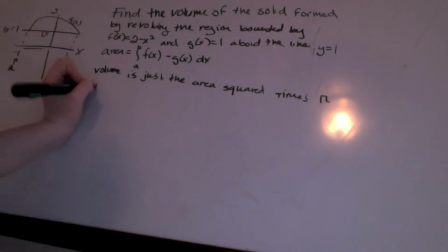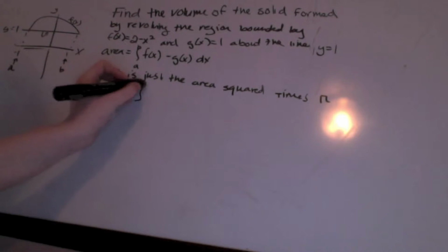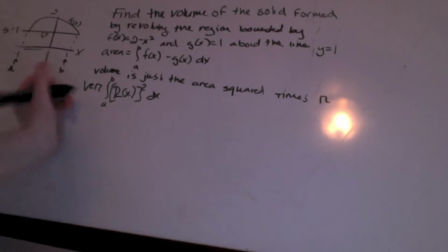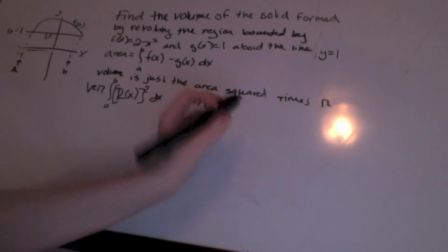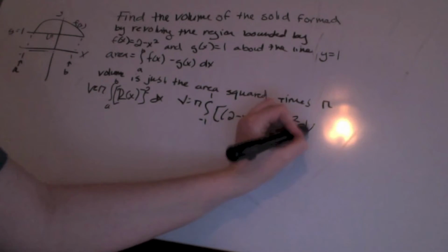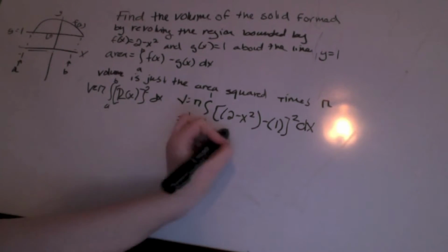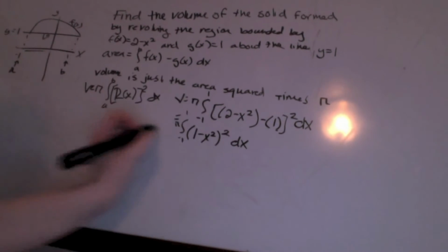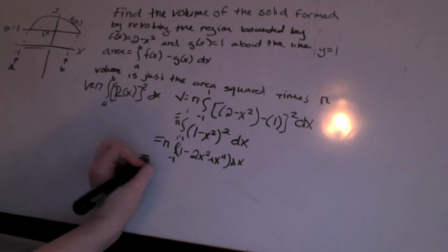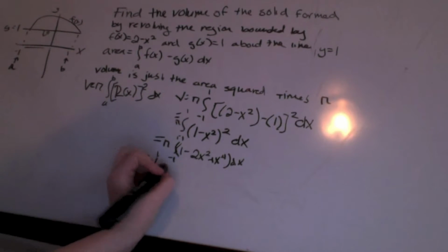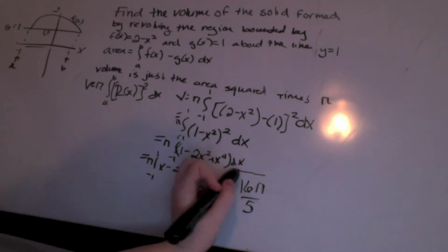So volume equals pi times the integral from a to b of big R of x squared dx, which equals pi integral from negative 1 to 1 of 2 minus x squared minus 1, and all of that's squared dx. Then you solve for that and find out the volume equals the integral from negative 1 to 1 of minus x squared times pi. After that, you just do some simple algebra and integrate, and you end up finding out that it equals 16 pi over 5.